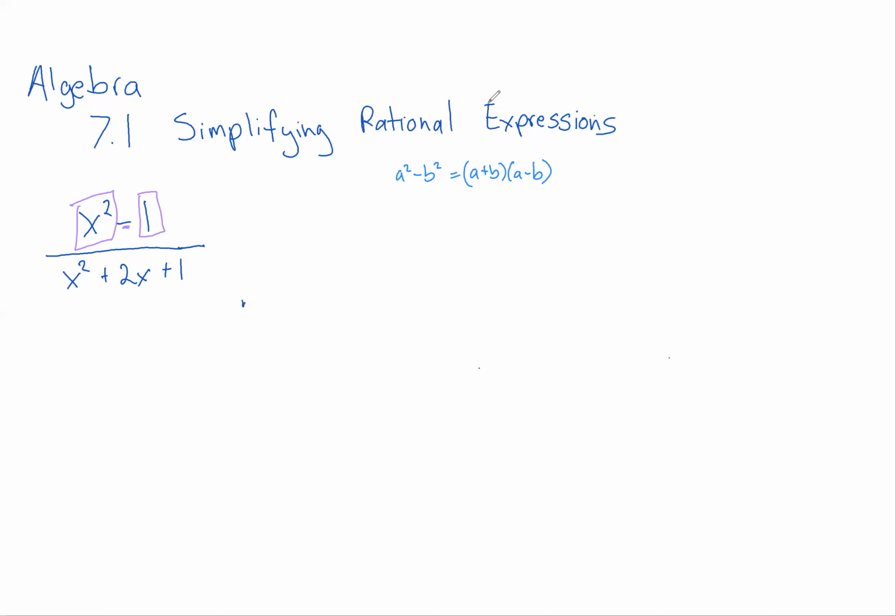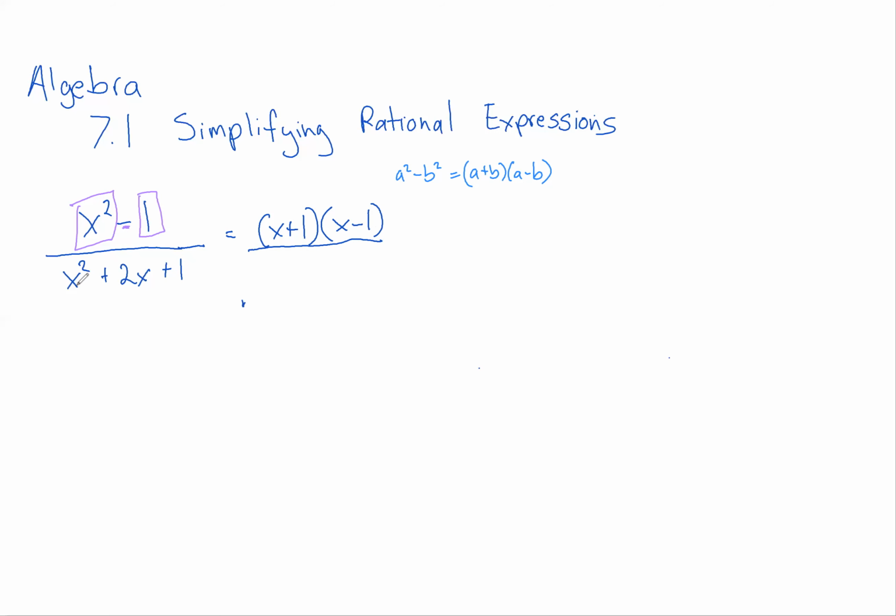So luckily for us, this makes it pretty easy to factor the top. The top becomes x plus 1, because 1 times 1 is 1, that's that b squared term, times x minus 1. So thankfully that knowledge of factoring out perfect squares really can save us some time.